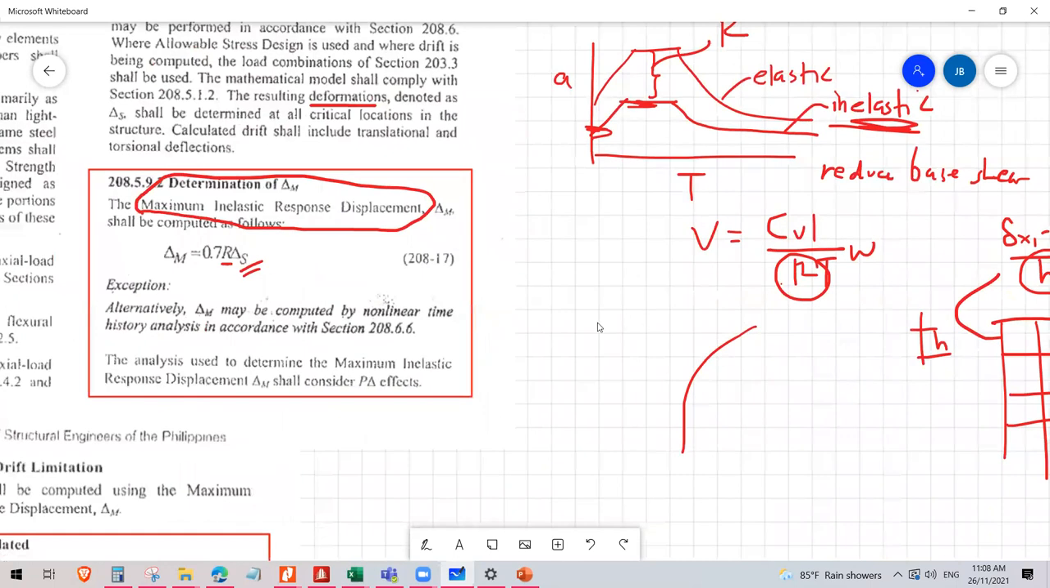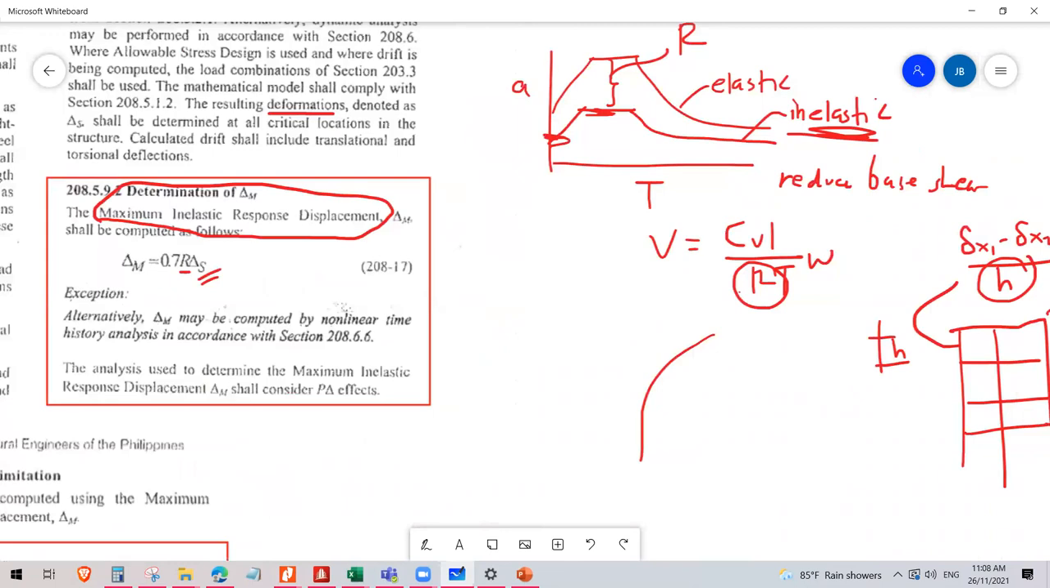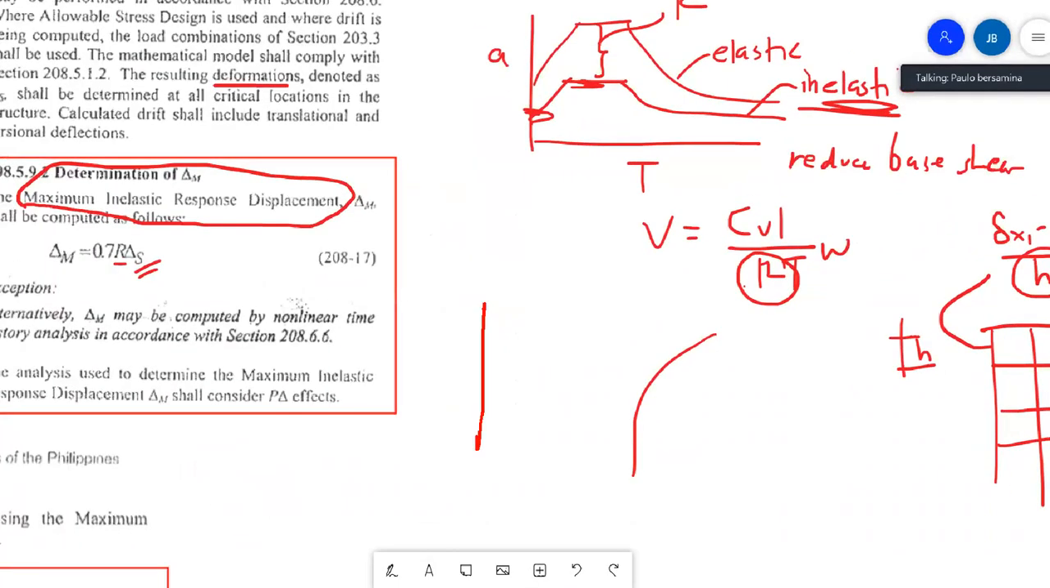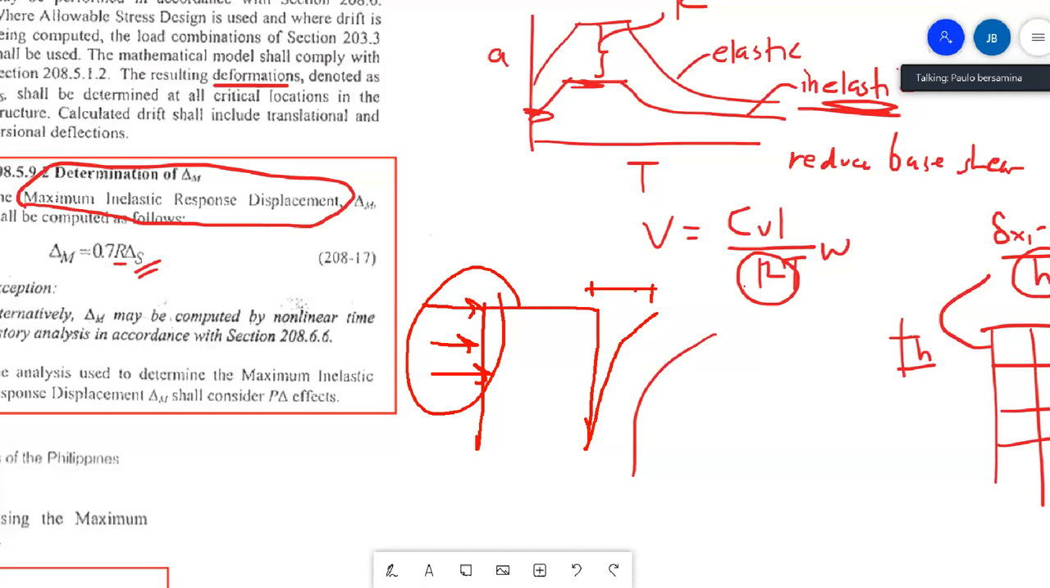Kasi nga, yung base shear na yan, yung vertical distribution na yan, is not the actual earthquake na mae-experience ng structure natin during the design earthquake, ha? Yung design earthquake mismo, yung once every 500 years or 475 years. So, to compute, kasi ang tendency, dahil nga mahina yan, reduced base shear yan, yung lateral displacement ng structure natin is delta S lang, no? Kumbaga, hindi yan yung maximum, no?